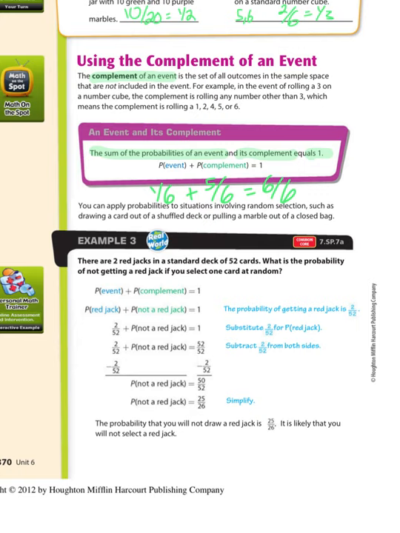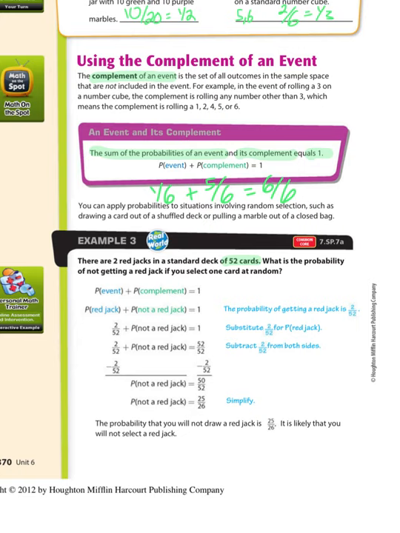Okay, so you can apply probabilities to situations involving random selection, such as drawing a card or pulling a marble out of a closed bag. So if we're talking about a deck with 52 cards, and it says what's the probability of not getting a card, instead of listing out the other 51 possible cards, it's easier to just say, okay, 1 minus that 1 card, and find the probability of it not happening.